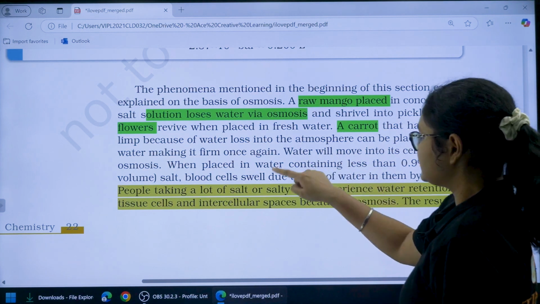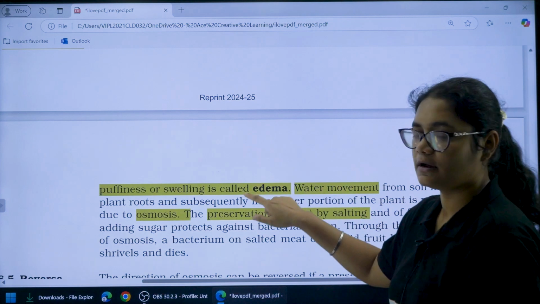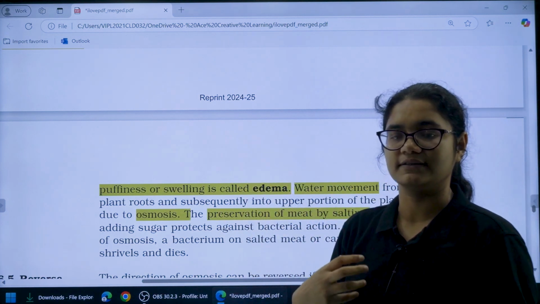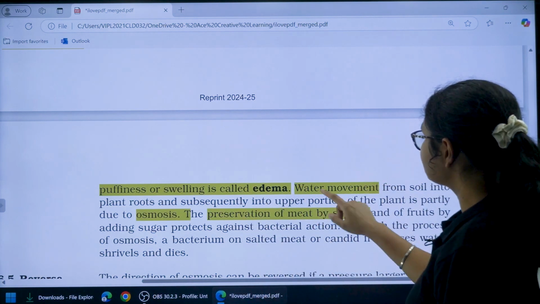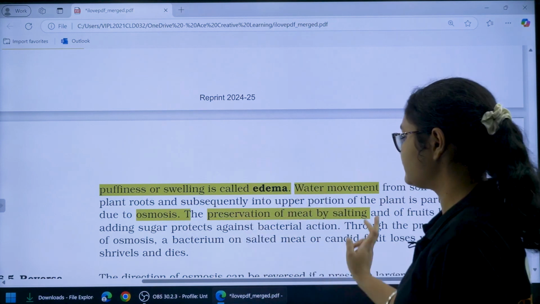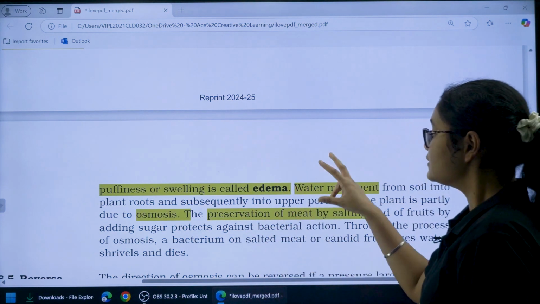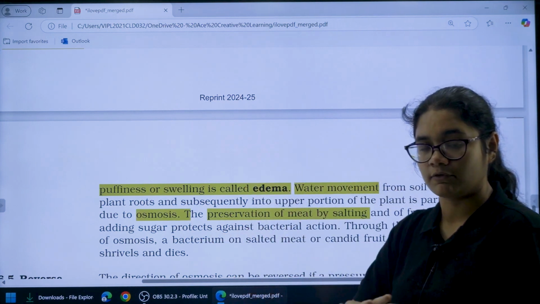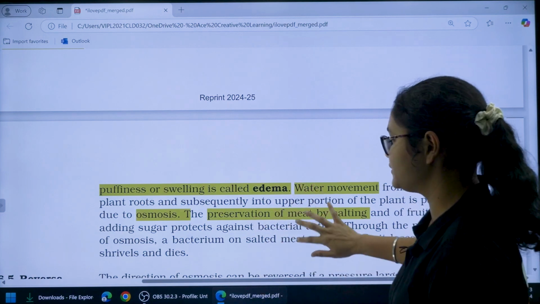Next, this is a very, very important question regarding edema. This part, edema, you should be learning what it is. When too much water enters inside the cell, we face a situation called edema. Then what is the process of water movement from soil to plants? Then preservation of meat by salting, this also can be a potential question, like how can salting the meat preserve it? What exactly is osmosis's role in this particular case? This is an important question.